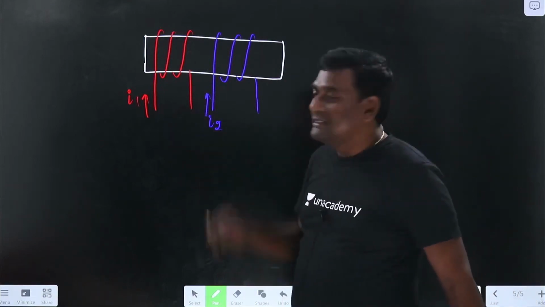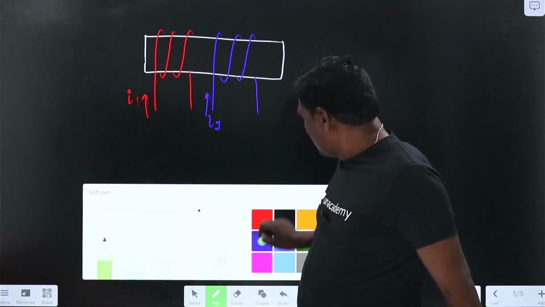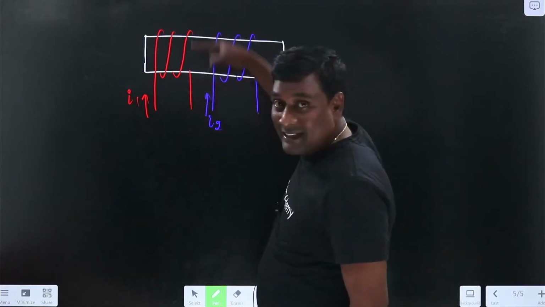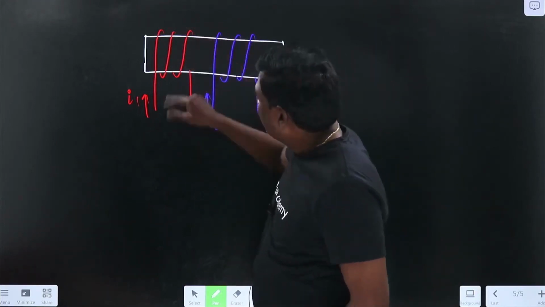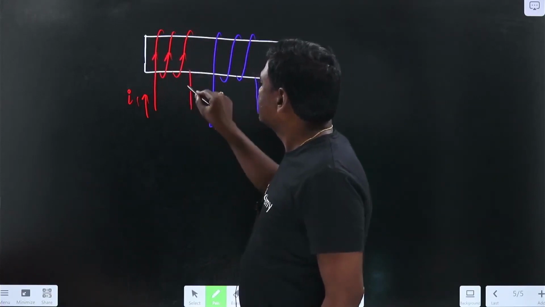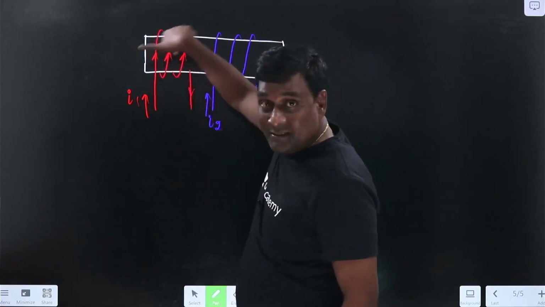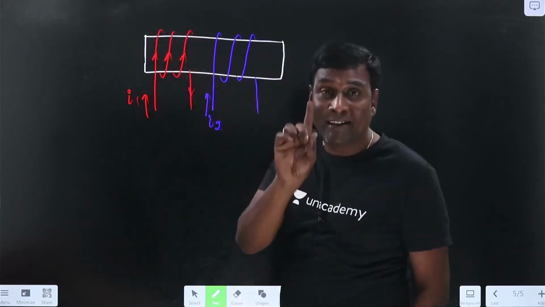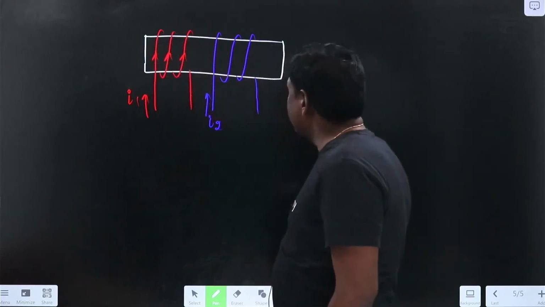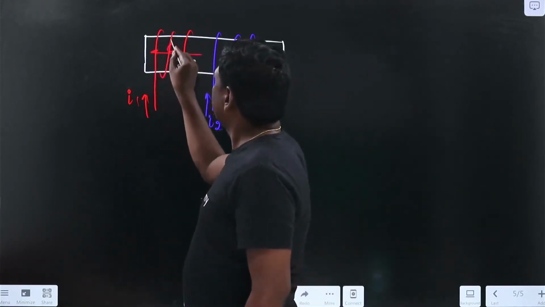Now this is I1. Because of this I1, in which direction is my flux going to be developed? My I1 is in this direction, meaning that my flux is going to be in this direction, right hand, I repeat, right hand. So my currents are in this direction, so flux is going to be in this direction. So this is the flux pi 1.